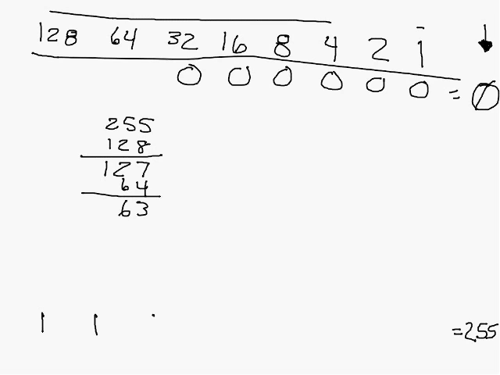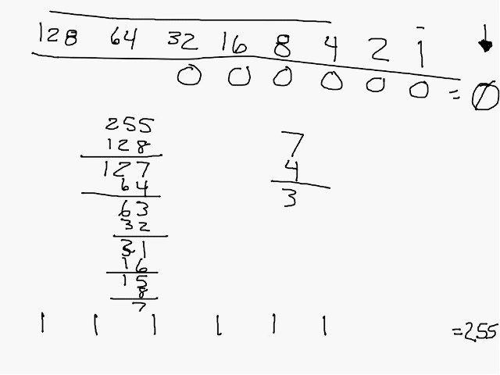Could we take 32 from 63? Yes, and that would leave us 31. Could we put a 1 in the 16 position? Yes. And that would leave us 15. Could we put a 1 in the 8 position? Yes. That would leave us 7. Could we put a 1 in the 4 position? Yes. That would leave us 3.